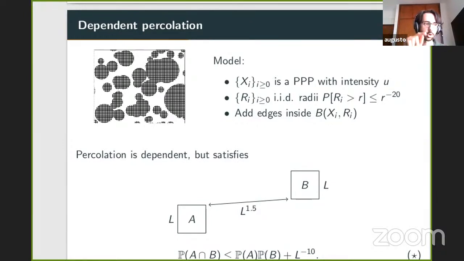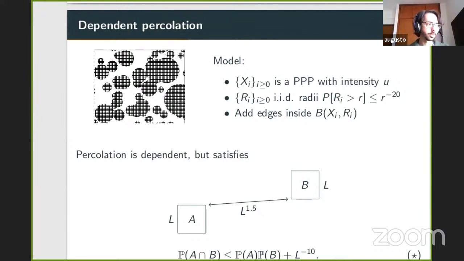What's the probability that the origin is connected to infinity, right? It could be that the big balls really help you on the way to infinity. You just have to walk a little bit and then you find a big ball. Now you have a lot of breathing room to find another even bigger ball. And maybe it's much easier to go to infinity using these large balls.